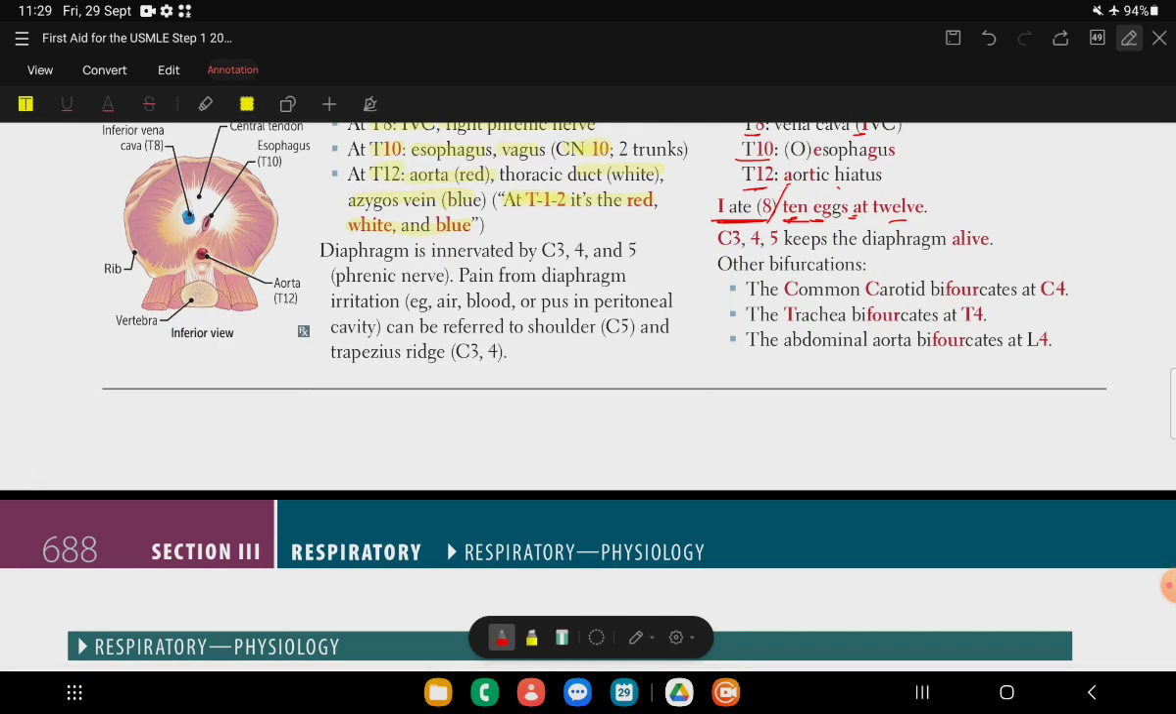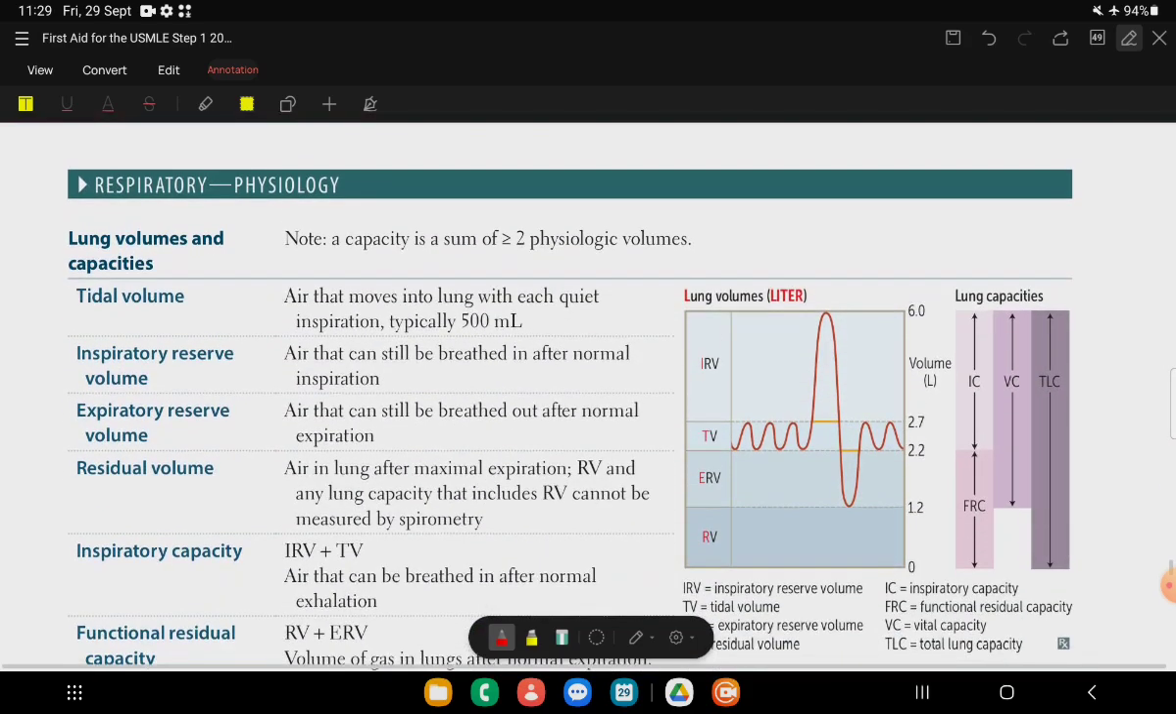The next one: the diaphragm is innervated by C3, 4, 5, the phrenic nerve. Pain from diaphragm irritation, such as blood and pus in the peritoneal cavity, can lead to referred pain to the shoulder and trapezius ridge. So the next one, here we talk about respiration physiology.